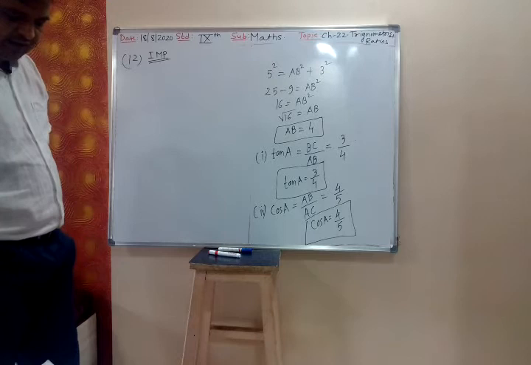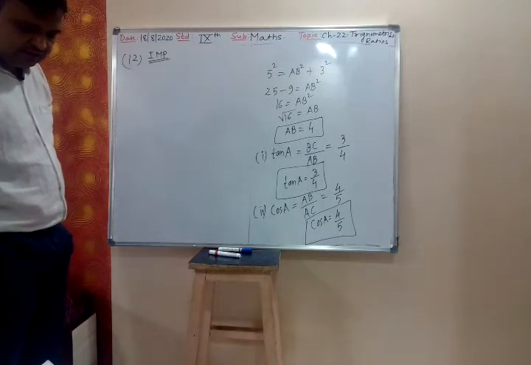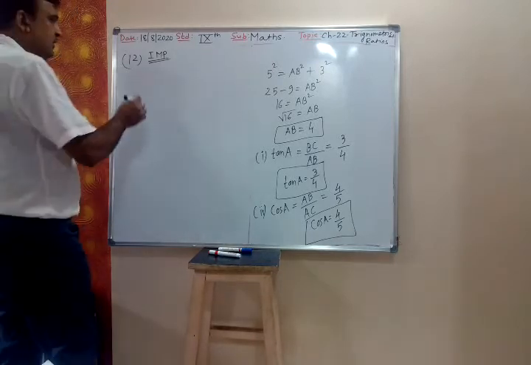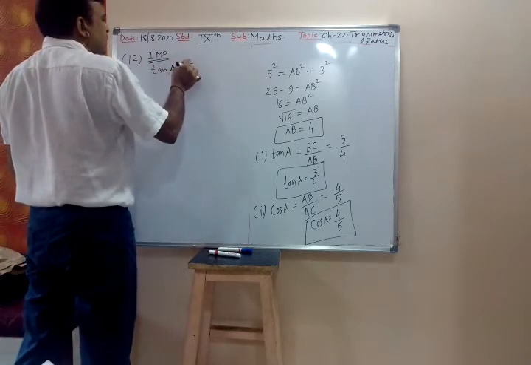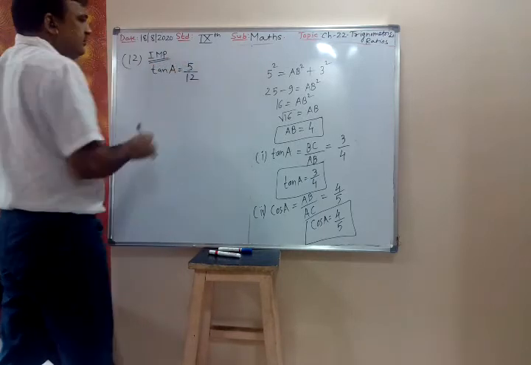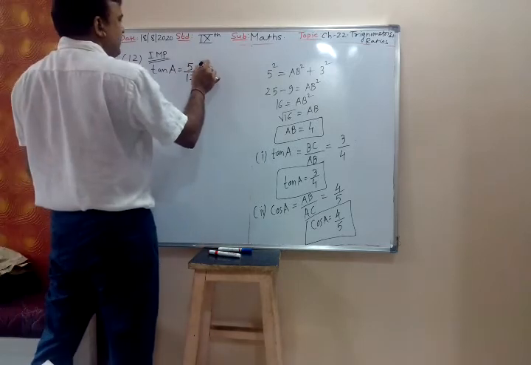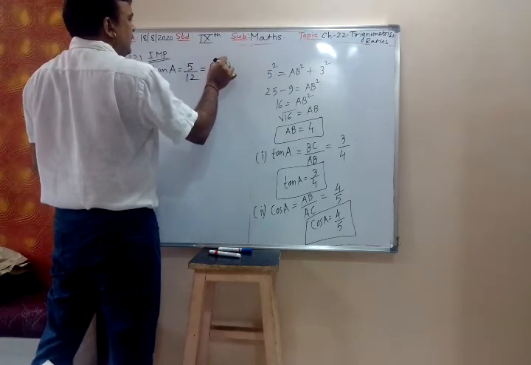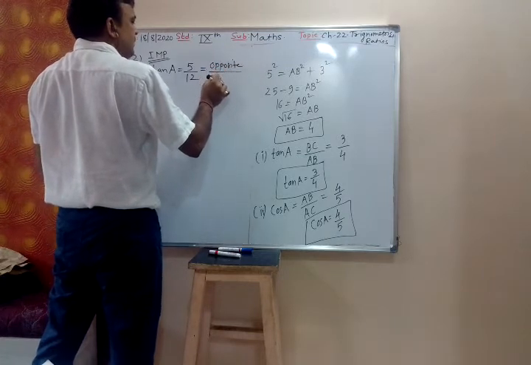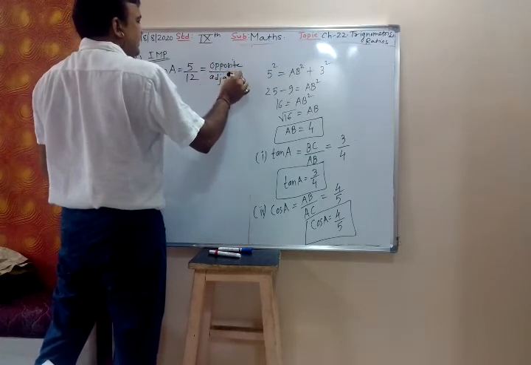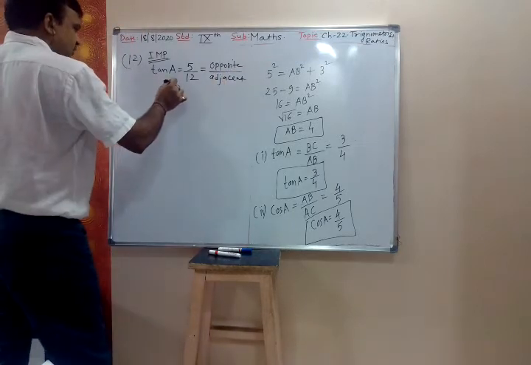So 12th: in a right angle triangle, it is given that A is an acute angle. We are given tan A is equal to 5/12. So A is an acute angle, and tan is opposite upon adjacent. So now let us draw the diagram.